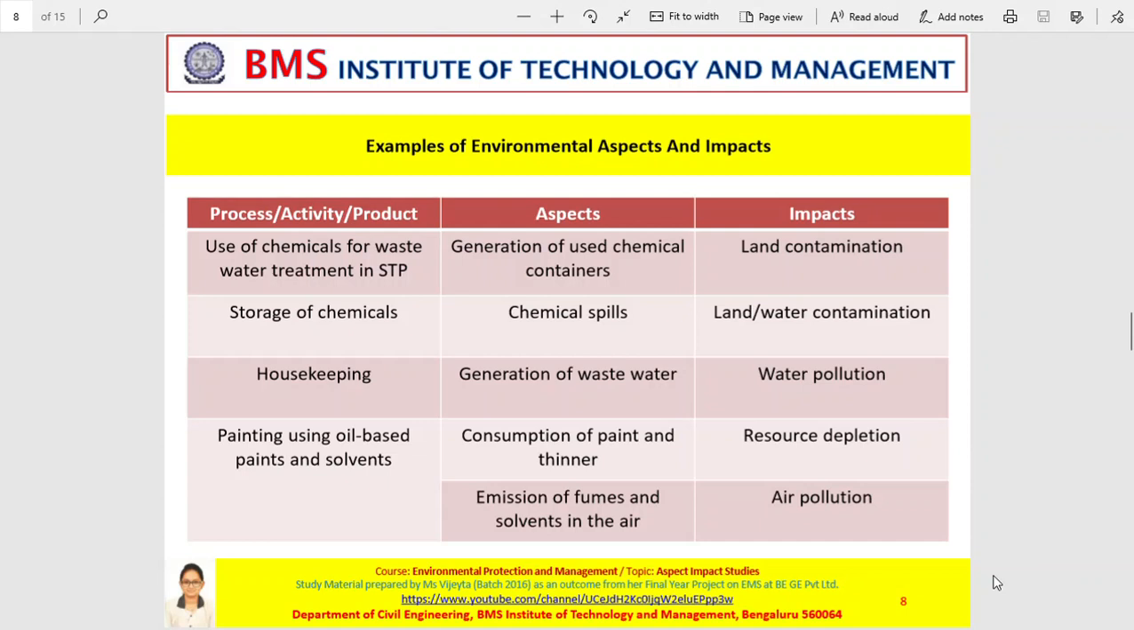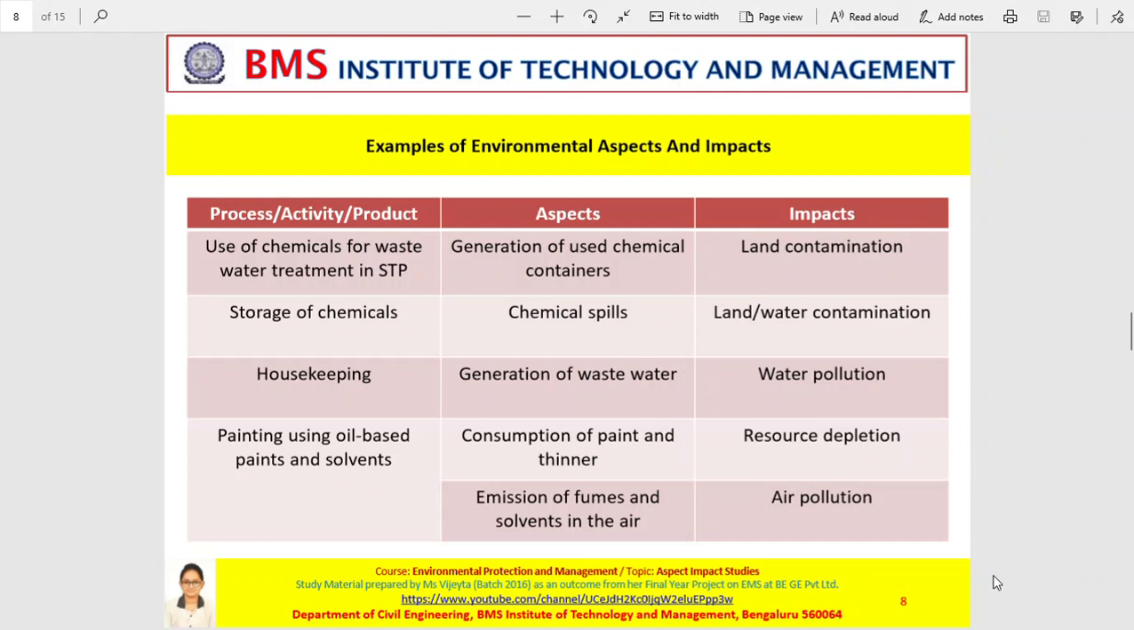The aspect for this is chemical spills, and the impact would be land or water contamination. Example 3. The activity is housekeeping, for which the aspect is generation of wastewater, and the impact would be water pollution. Example 4. Painting using oil-based paints and solvents.